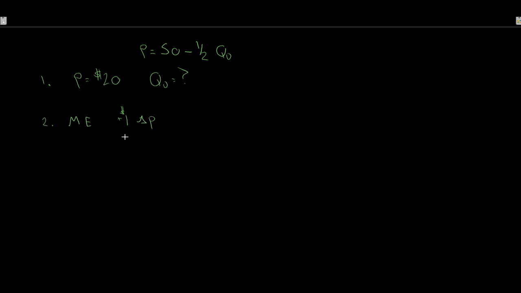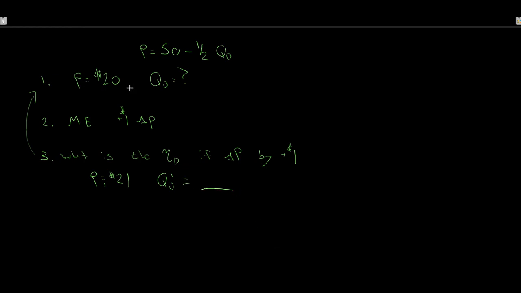Very similarly, at this initial point here, what is the elasticity of demand if price were to change by plus $1? That is, if we were all of a sudden to end up at a price of 21, we would have some new quantity demanded. And what would be our elasticity of demand between these two points?